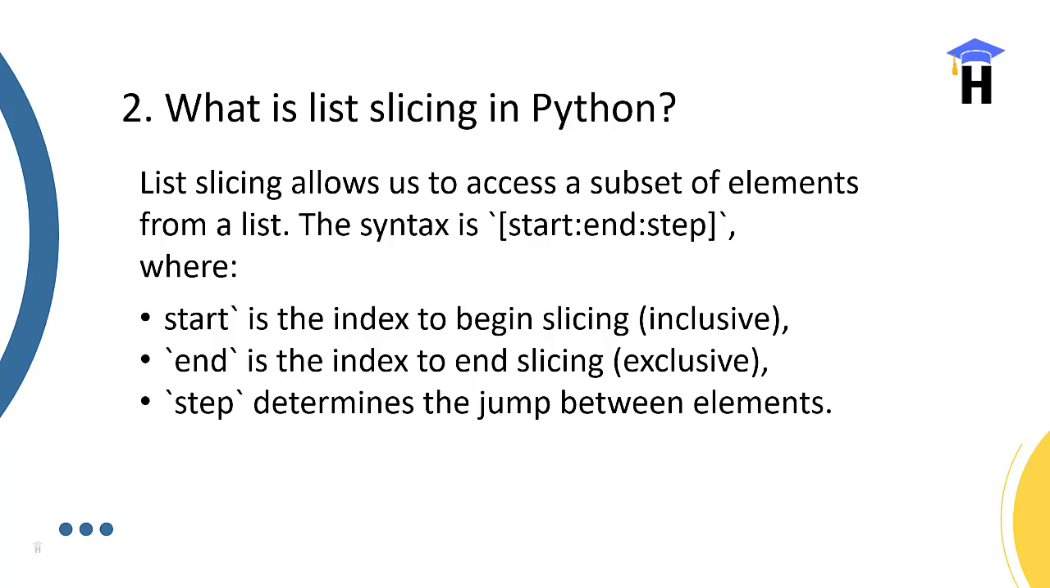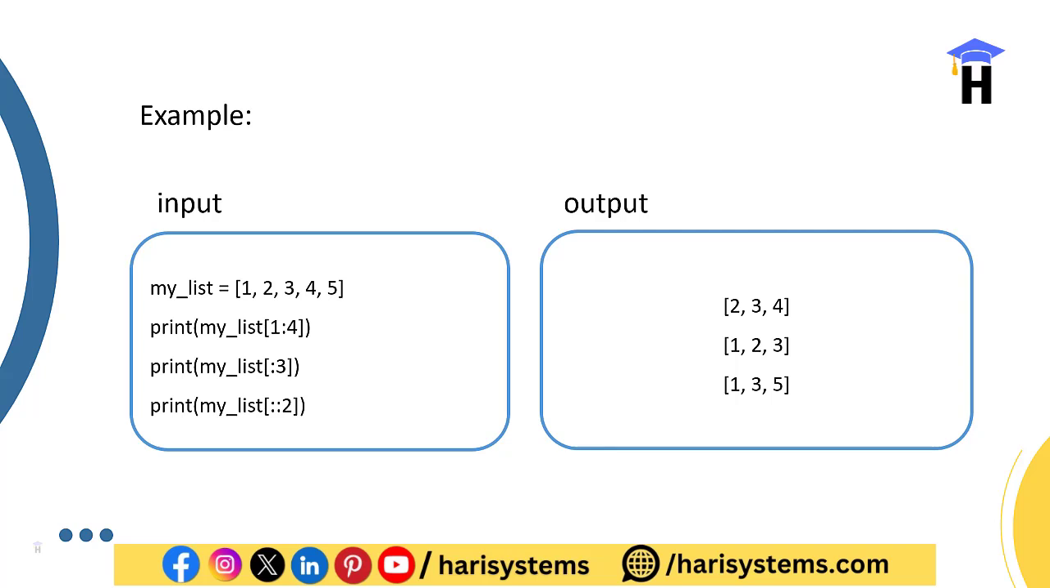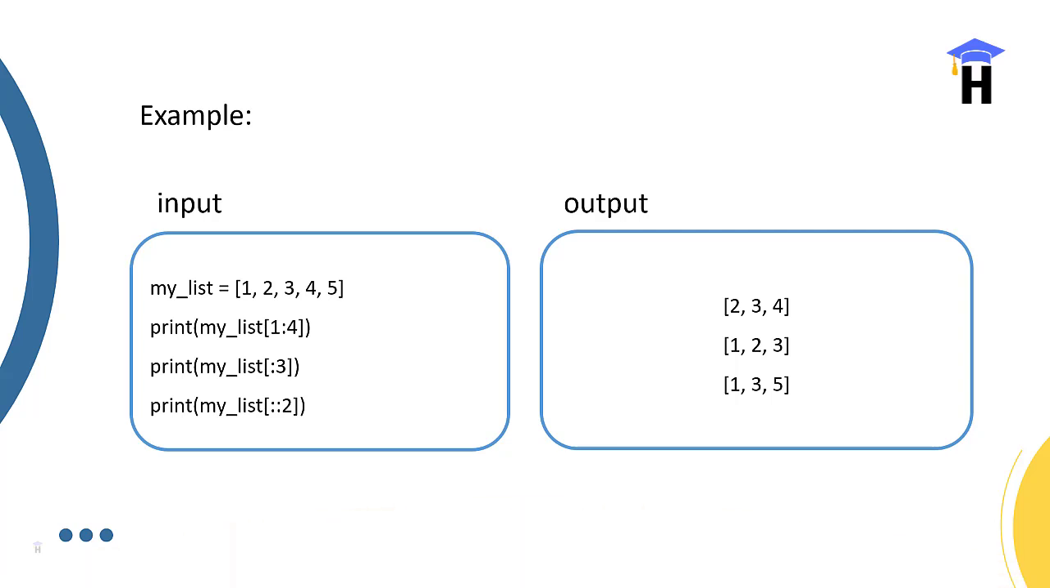The start index position is inclusive, and the end index of the slice is exclusive, and step determines the jump between the elements, how many steps you want to skip while slicing the data. See here an example of my list 1, 2, 3, 4, 5 with a print of my list. For the first one, the start position and end position are given. The second one, starting point is 0, ending point is 3, so from index positions 0, 1, 2, it will print 1, 2, 3. The third one, colon 2 means it goes in reverse from the back, and gives you an output.